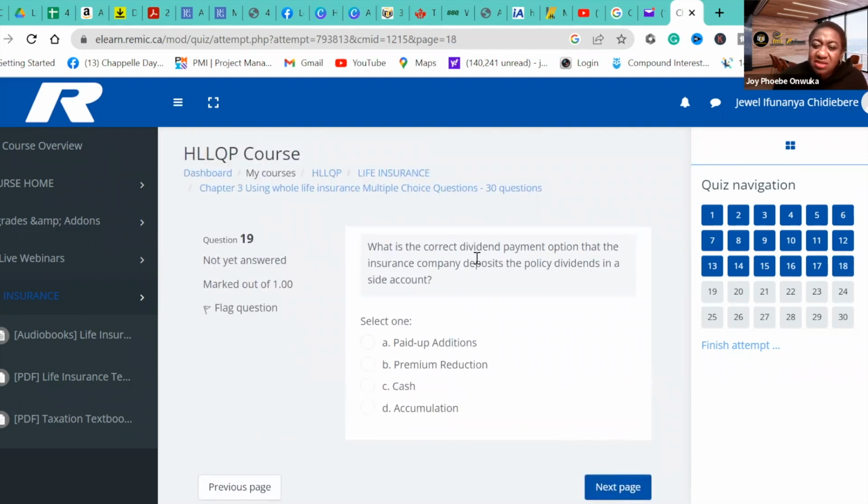Question 19. What is the correct dividend payment option where the insurance company deposits the policy dividend in a side account? Is it paid up addition? No. Premium reduction? No. Cash? No. It is accumulation. The dividend is being put in a side account and is building up there, it's called an accumulation. Okay.